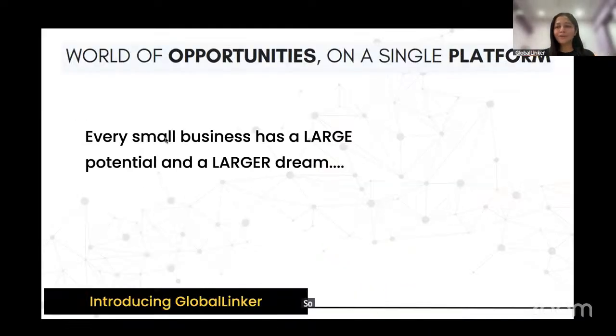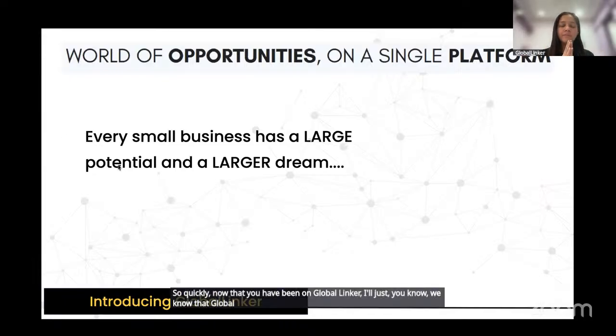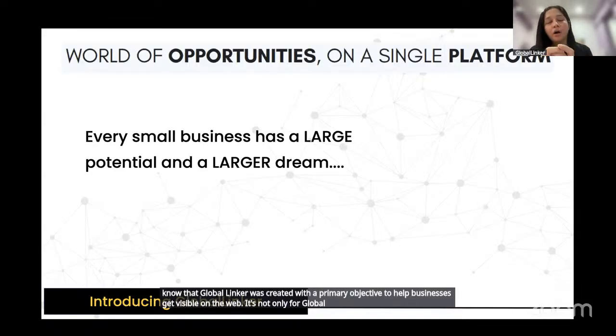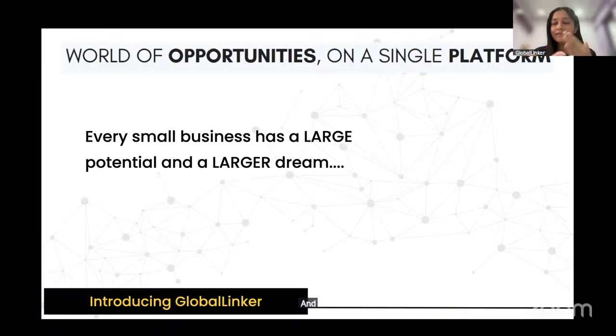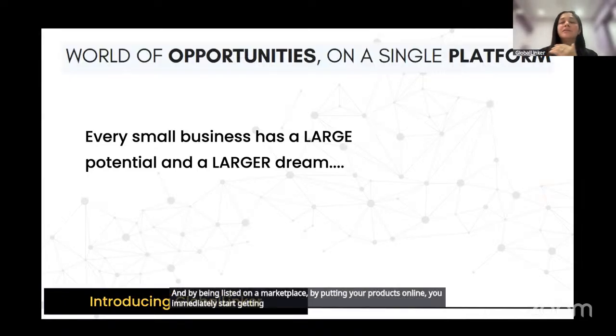Now that you have been on globalLinker, we know that it was created with a primary objective to help businesses get visible on the web. It's not only for globalLinker, but actually to show you out on the web. We are a B2B marketplace, and by being listed on a marketplace, by putting your products online, you immediately start getting visible on the web as well.